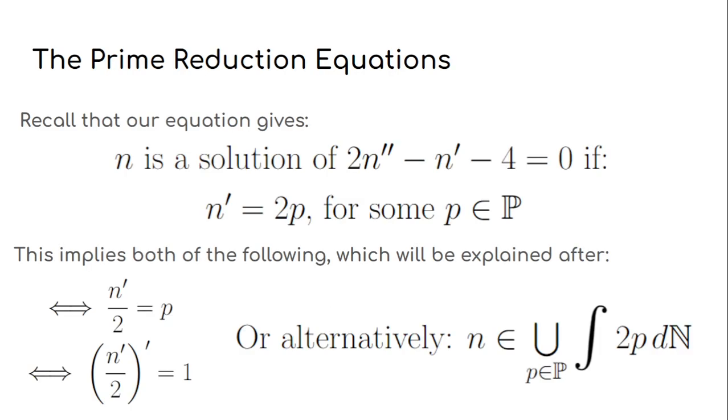Thinking back to our prime reduction substitution, we found that n is a solution of our equation if n prime is 2p for some prime p. And this implies 2 statements, each of which I will go through separately. The first of which is obtained by first dividing by 2, and then taking the derivative of both sides, noting that the derivative of a prime is always 1. Alternatively, we can write n belongs to the union for p belonging to the prime numbers of the arithmetic integral of 2p with respect to the natural numbers.